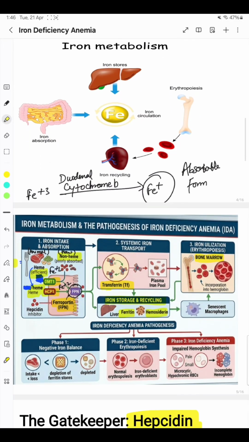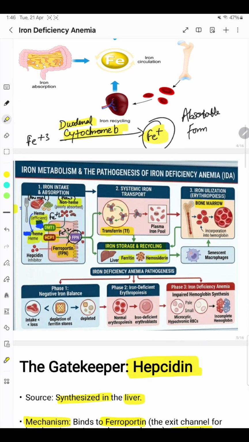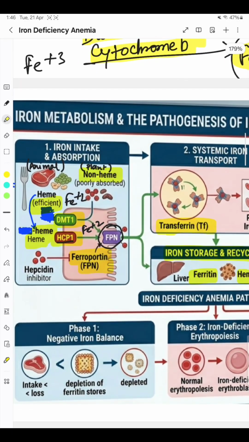Now we will see the metabolism and absorption of iron. Iron is predominantly absorbed in the proximal duodenum, and the absorbable form of iron is ferrous. The ferric form is converted into ferrous with the help of duodenal cytochrome B. Dietary iron is present in mainly two forms: heme iron and non-heme iron. Heme iron's primary source is animal food products, and non-heme iron is predominantly present in plant-based sources.